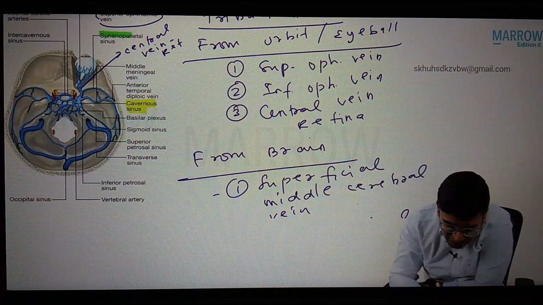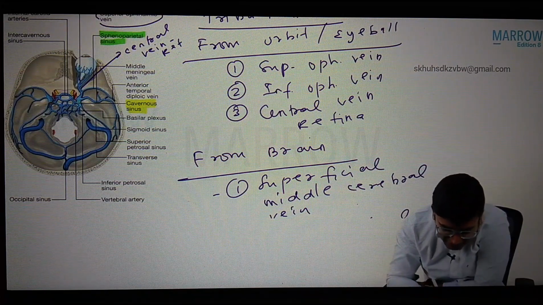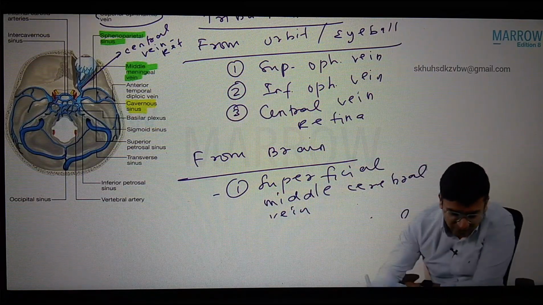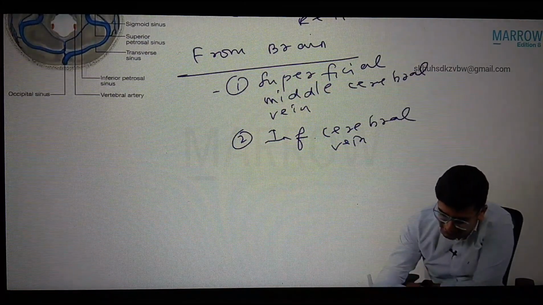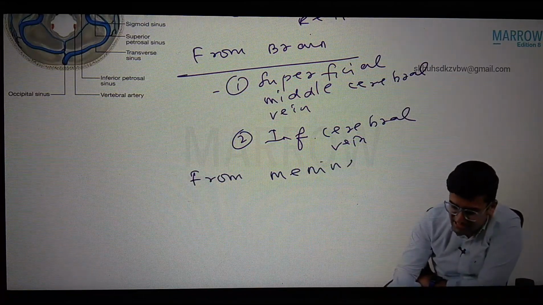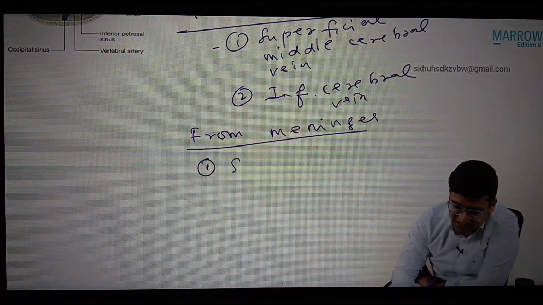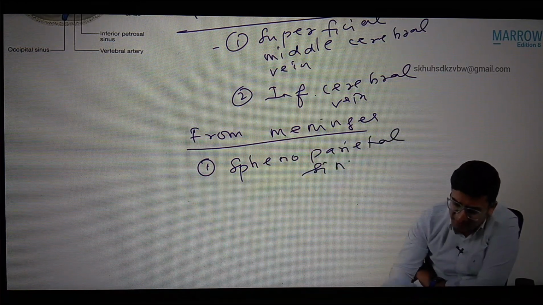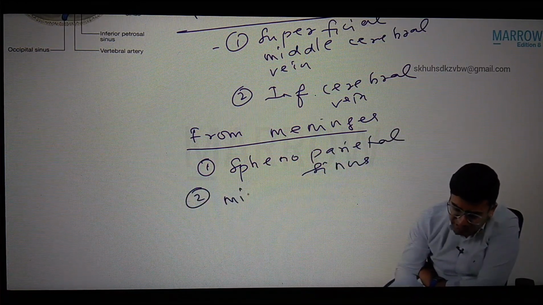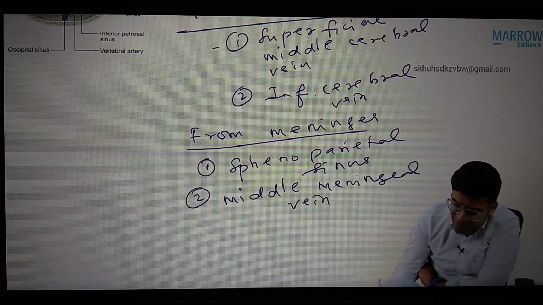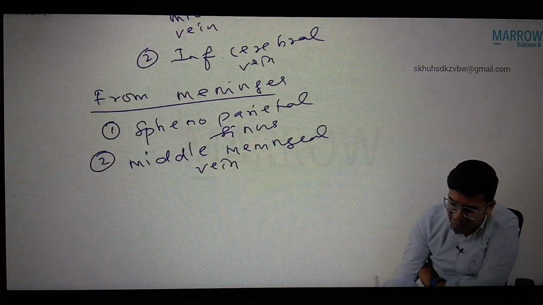Now from meninges, now we have to see the diagram. Now this is our spinoparietal sinus. They drain into the cavernous sinus, and middle meningeal vein drains into cavernous sinus. So from the meninges, number 1, spinoparietal sinus, and number 2, middle meningeal vein. So these are the tributaries of the cavernous sinus.